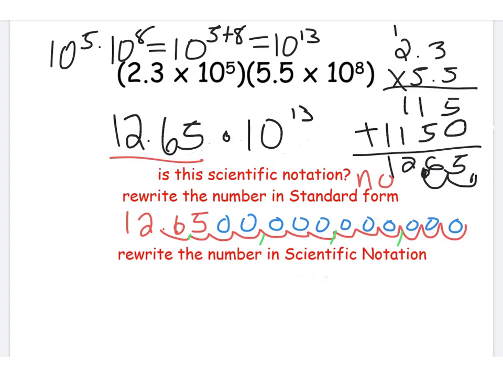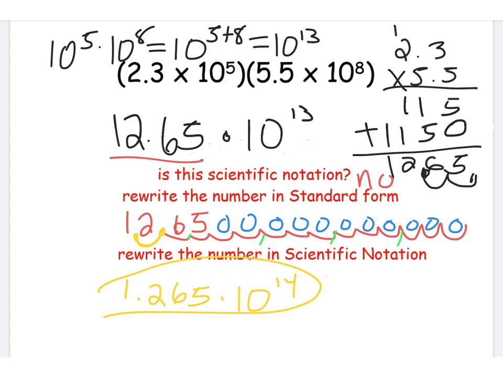Now, if I was going to rewrite this number in scientific notation, I know that my number has to be between 1 and 10. 12 is not. So I want to move my decimal, and it's right now right here, and I want to move it so it's between 1 and 10. 12 is not, so I have to go one more space over. 1.265 is between 1 and 10. So my decimal now becomes 1 and 265 thousandths times 10, but because we moved it that one extra space, my exponent instead of 13 is going to become 14. So my final answer is 1 and 265 thousandths times 10 to the 14th power.